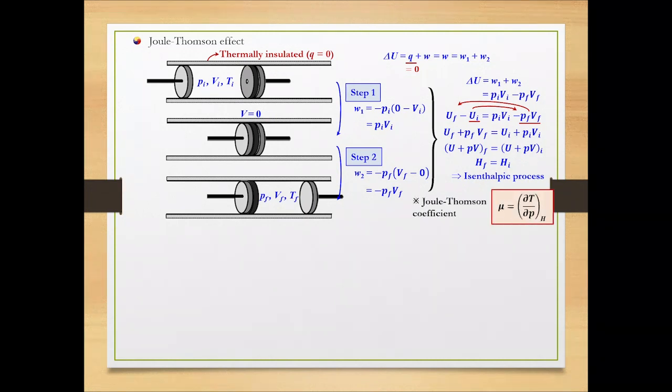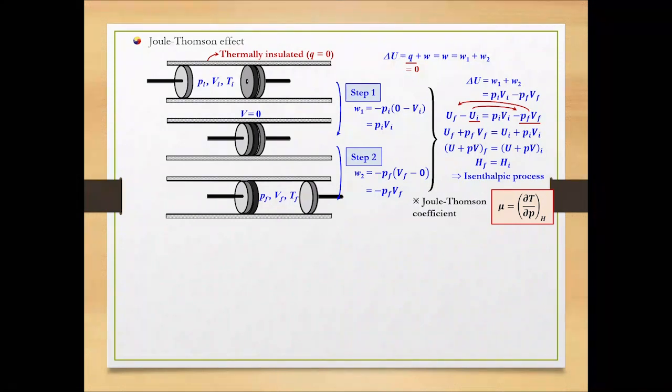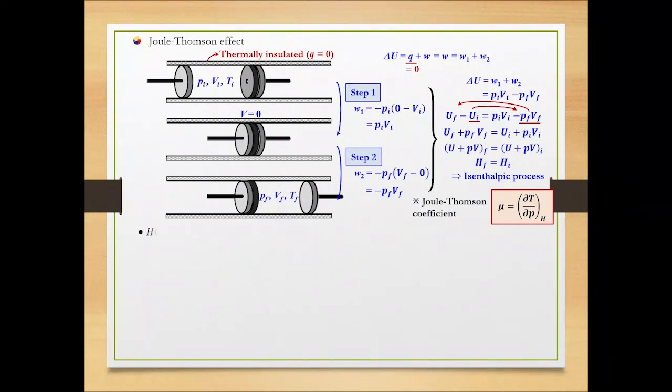Joule-Thomson coefficient is defined as the first partial derivative of T with respect to P at constant enthalpy, which is denoted by mu. It describes the change of temperature of a gas as it undergoes a throttling process experiencing a pressure drop. Suppose enthalpy is a function of two independent variables, pressure and temperature. The total differential of enthalpy can be written like this.